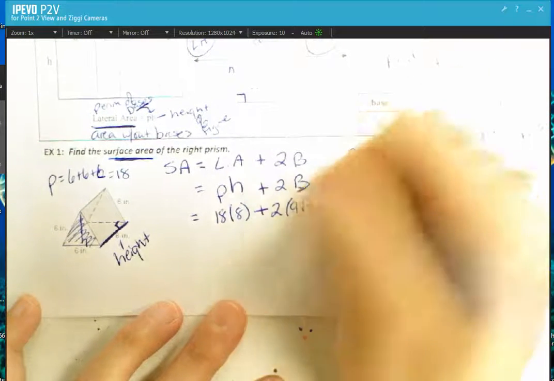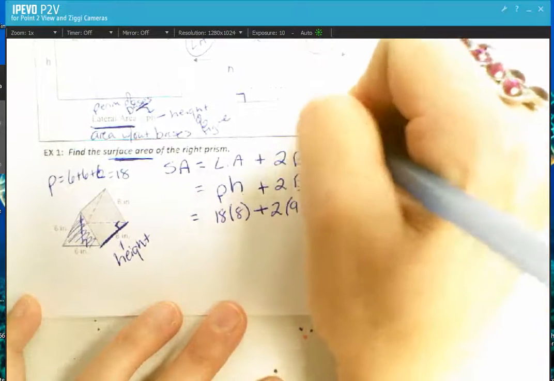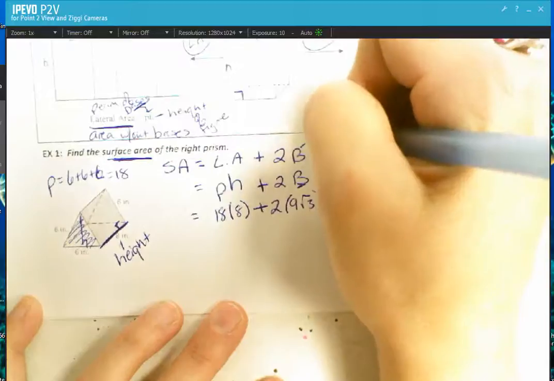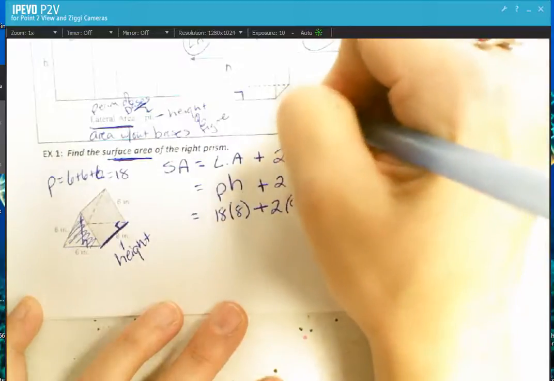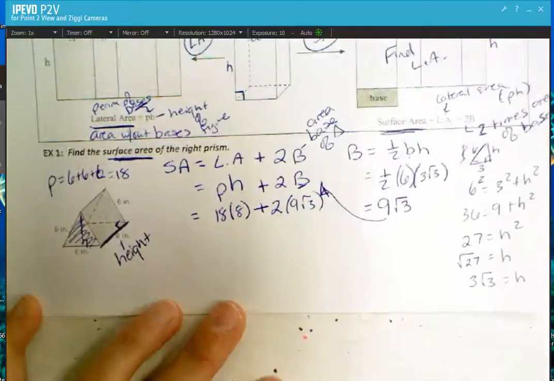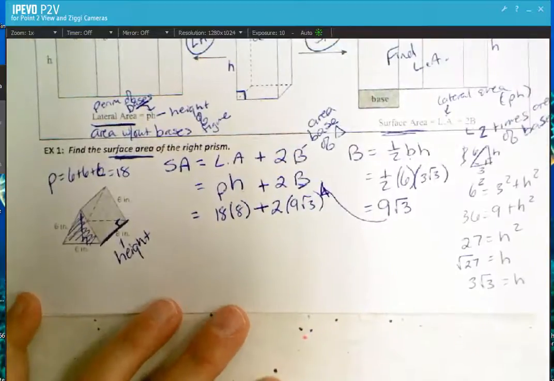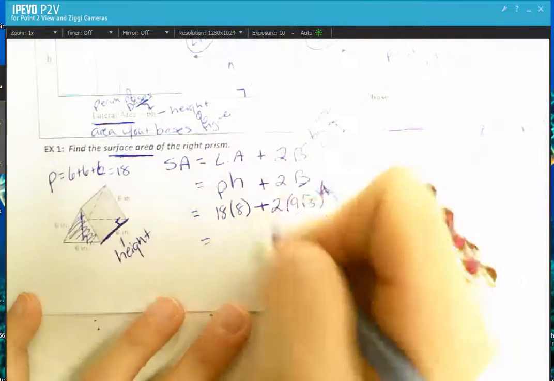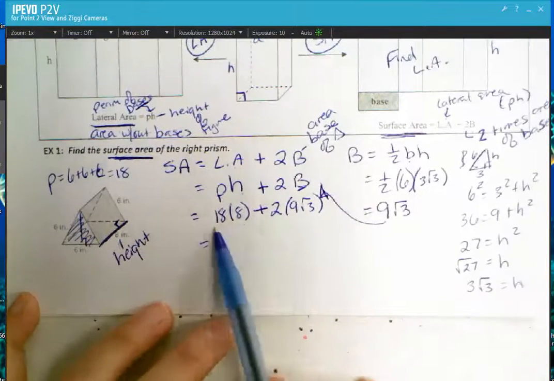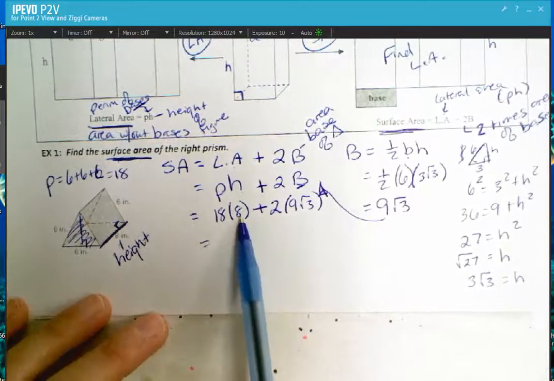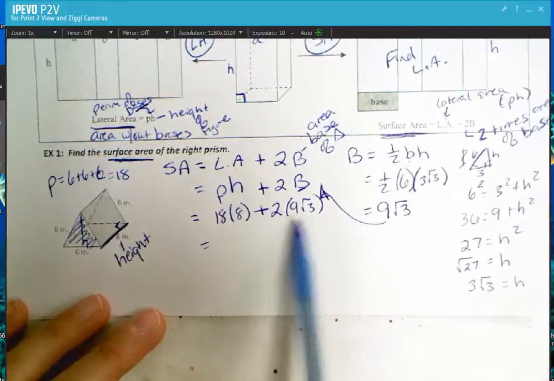Because that's what big B is, base of area, base of triangle. Something like that. And then I just simplify at that point. I've got 18 times 8, whatever that is, plus 18 rad 3.